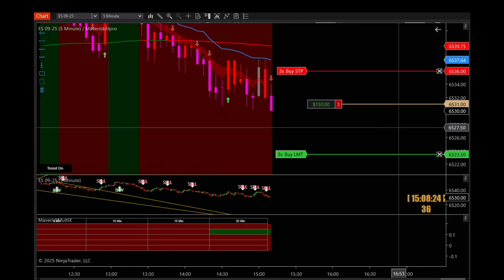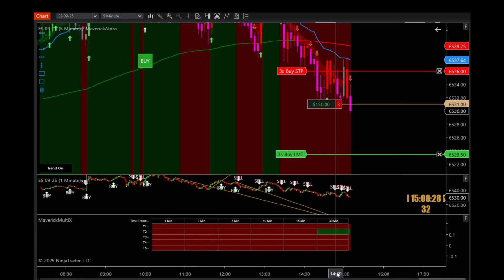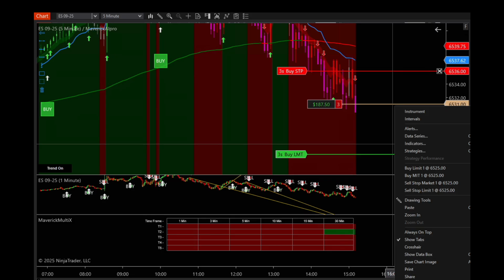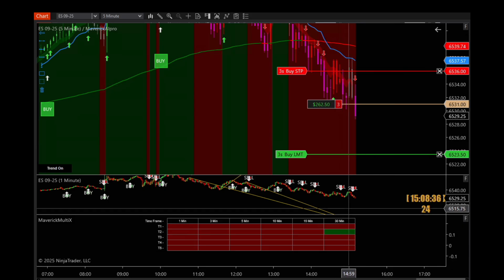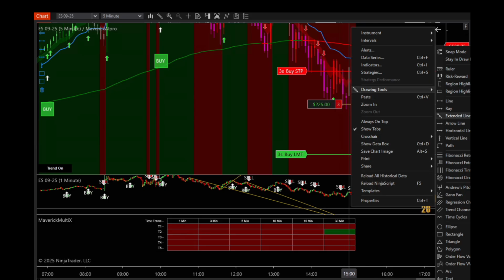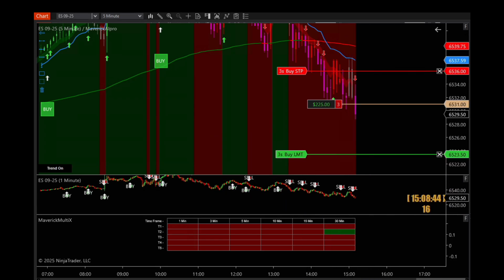Maverick Indicators here, and we just got into a trade here of ES. Let me get rid of some drawings. There we go, just had to reload that real quick. So why are we in this trade? Let me walk you through it.